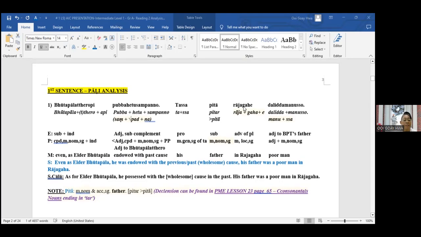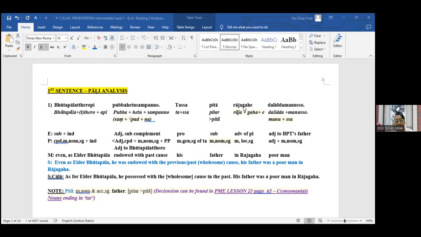The first sentence is: Buddhapala Teropi Pubbahetu Sampanno, Tassa Pita Rajagahe Daliddamanusso. Buddhapala Teropi consists of a compound, Buddhapala plus Tero plus Api, a subject plus an indeclinable. Buddhapala Tero is a compound, masculine nominative singular. The meaning is "even as elder Buddhapala." Then Pubbahetu Sampanno: Sampanno is a PP, Sam plus the root pad plus na, an adjective, this compound being a subject complement to Buddhapala Tero. Endowed with past cause.